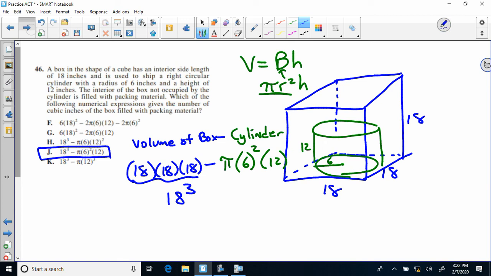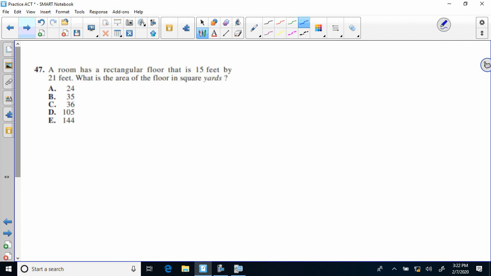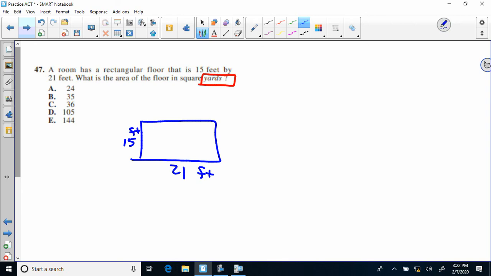So number 47 is that a room has a rectangular floor that is 15 feet by 21 feet, so 15 by 21. What is the area of the floor in square yards? Notice that the yards is italicized again, so we have to pay attention to that. These were feet, and we want the area in yards. And so I would want to change those to yards before I find its area. So there's 3 feet in a yard, so change to yards first.